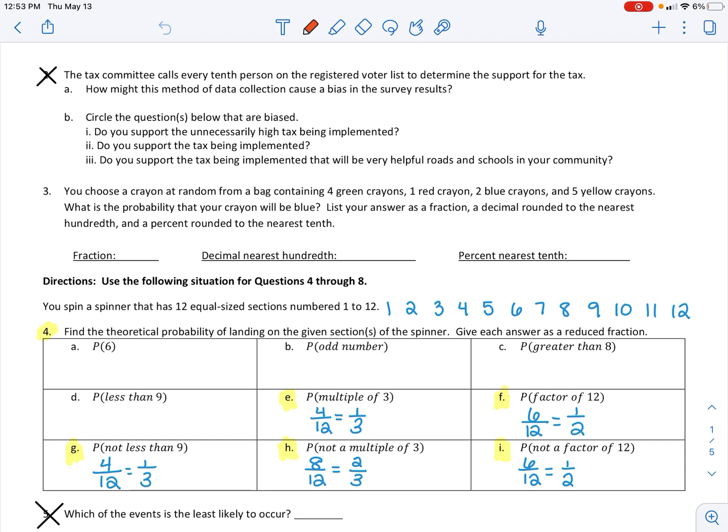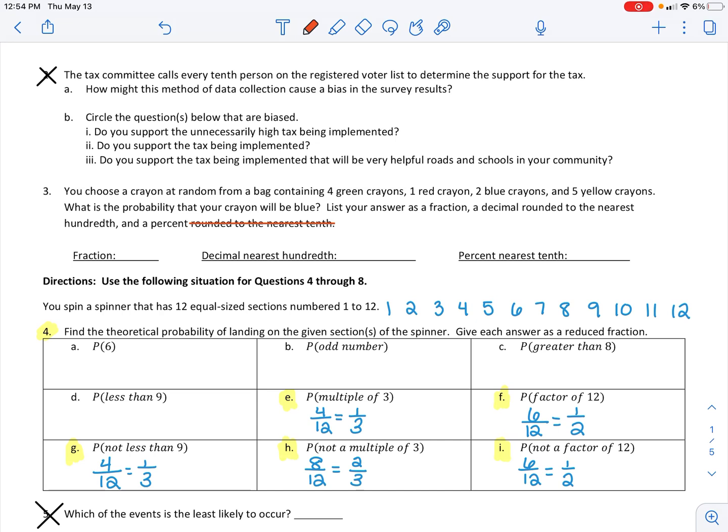If we look at number 3, it says you choose a crayon at random from a bag containing 4 green crayons, 1 red crayon, 2 blue crayons, and 5 yellow crayons. What is the probability that your crayon will be blue? List your number as a fraction, a decimal rounded to the nearest hundredth, and a percent. And we're actually going to just do the percent to the nearest whole number.